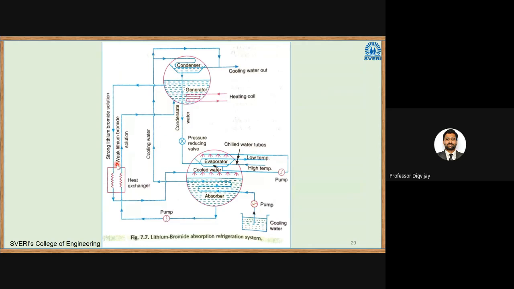Okay. So in this case, this solution is passed to the generator. In the generator, we know that heat is supplied, so a heating coil is present. This will increase the temperature, because of the difference in boiling point temperatures. So the water will be separated and the lithium bromide salt will be separated. This water will be supplied to the condenser. In the condenser, we have this cooling water tubing, so that cooling water will be taken out. Okay. So again, whatever lithium bromide is remaining will be passed back to the absorber.